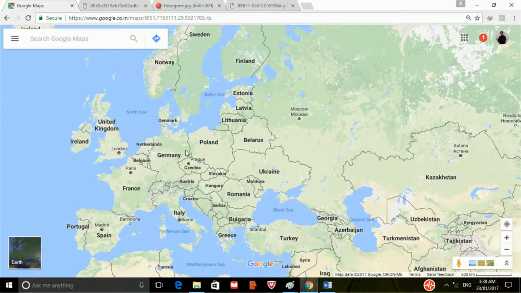Then we have Germany. How I remember Germany, these two corners pointing inwards, that's how I remember Germany. So you look at the map, this country which has two corners and both point inwards, that's Germany.